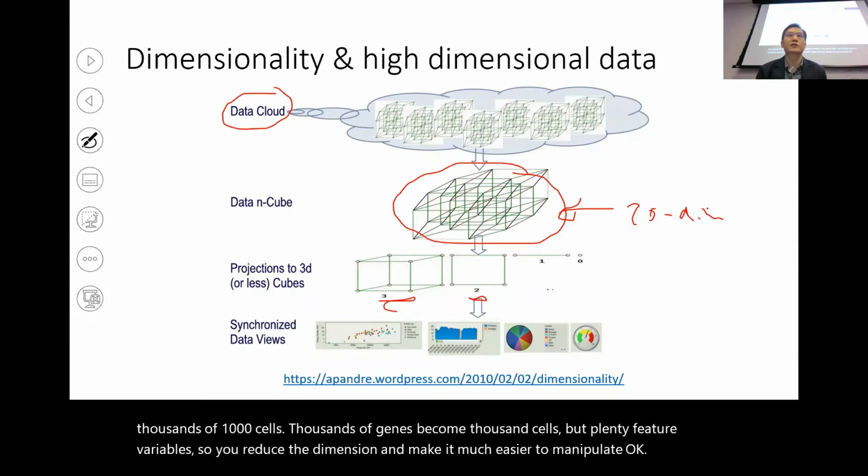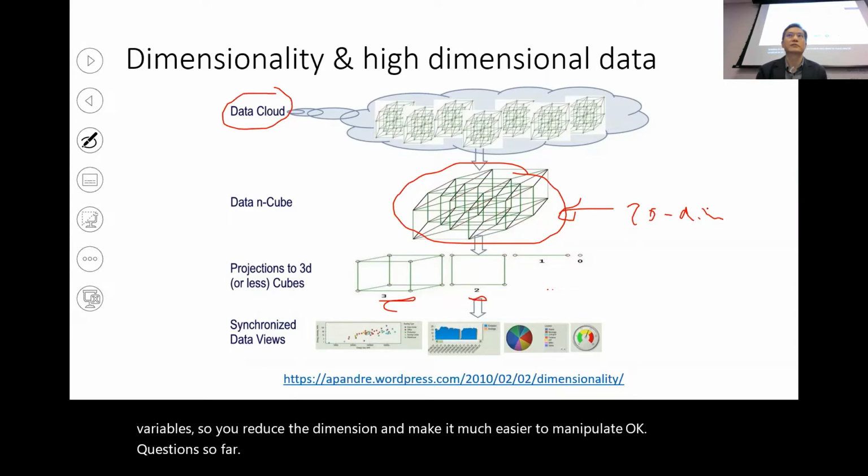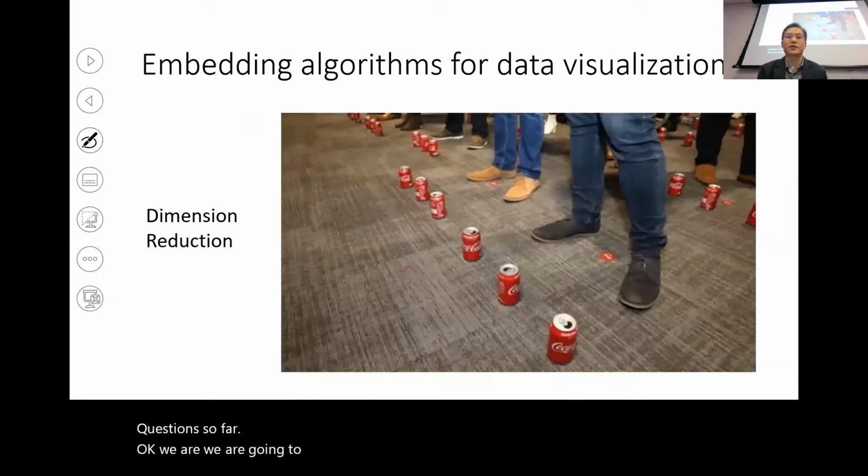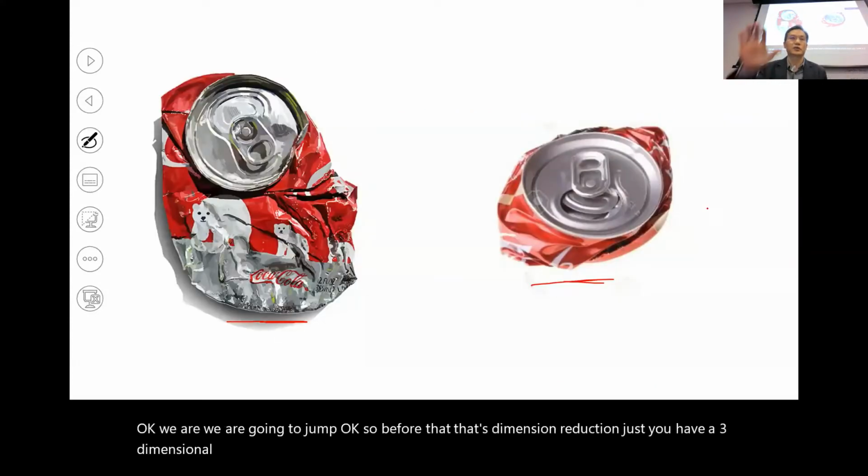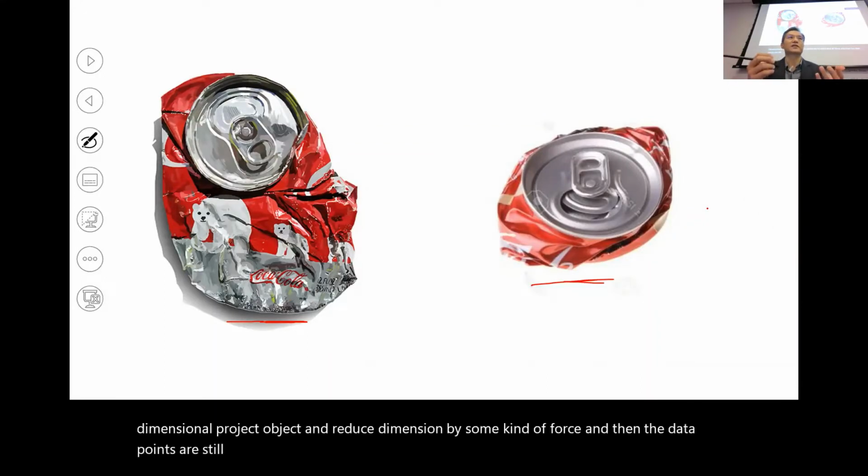Questions so far? Okay, we are going to jump. Before that, that's dimension reduction. You have a 3-dimensional object, and you reduce the dimension by some kind of force, and then the data points are still there, but just visualized differently, depending on which angle and how you crush your data into a lower dimension.